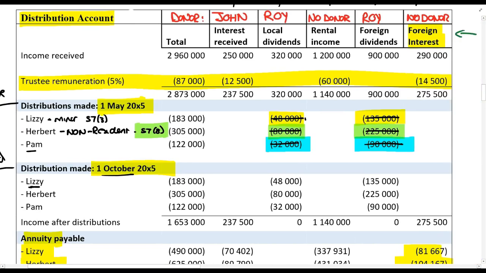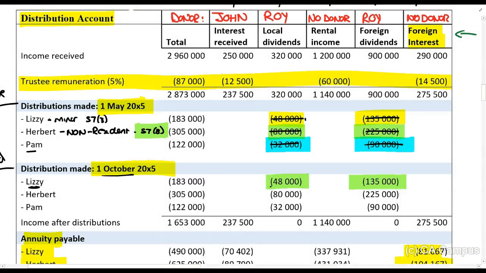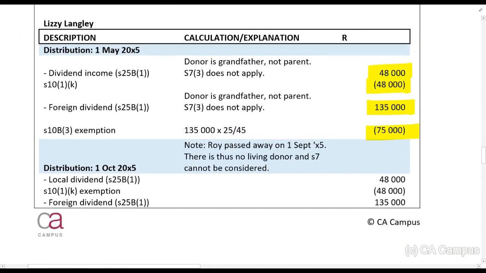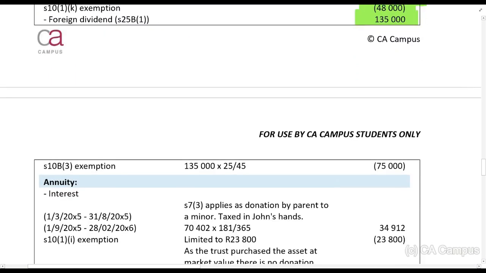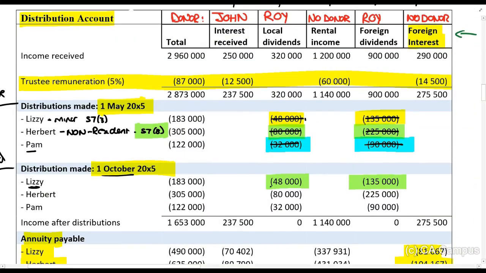So the first one is Lizzie, 48,000 rands local dividend, 135,000 foreign dividend. Was there a donation? Is the donor alive? We say no. So we only consider section 25B. Does she have a vested right? Yes. Was it paid out to her? Yes. So who should be taxed on that? 48 and 135? Lizzie. Doesn't matter what her age is. She is also not a minor anymore. But there's the 48, right? Exempt. There's 135,000. There's exempt.